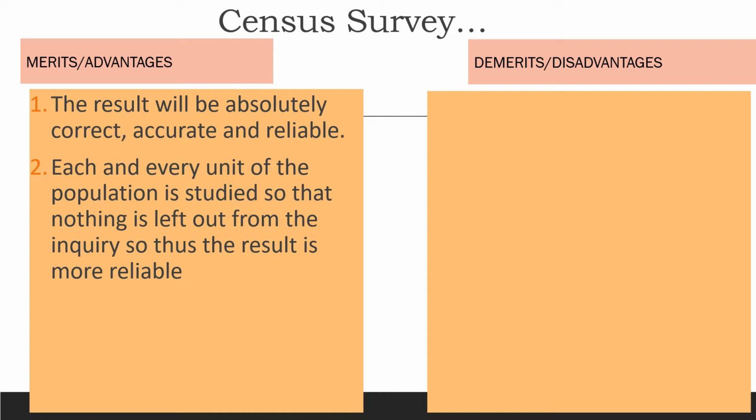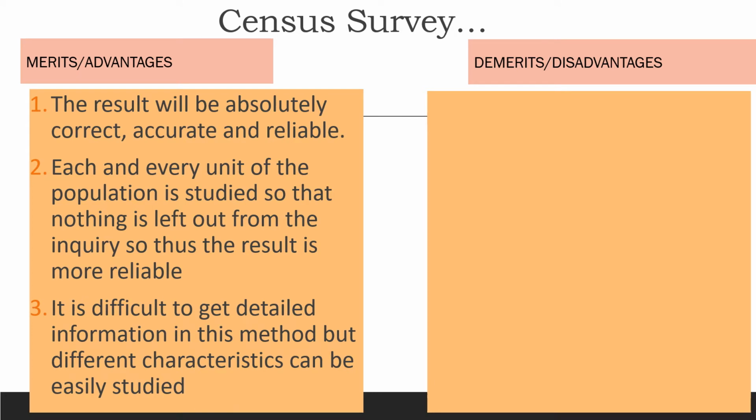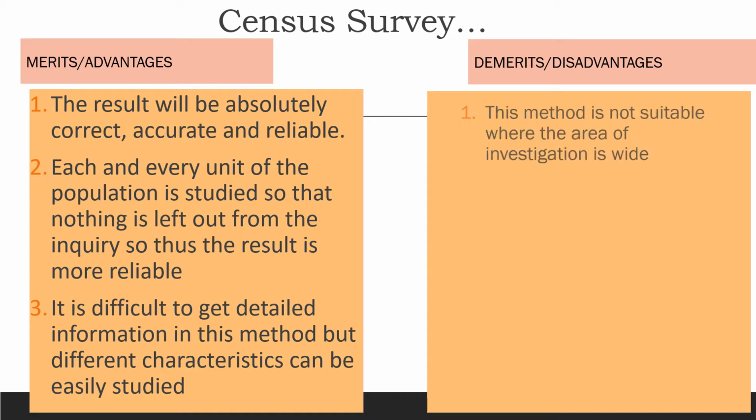As you saw in the previous slide in the picture, there is face-to-face contact. There's a direct personal interview going on with census forms. So we can consider that this data is reliable because we are meeting the people themselves personally. It is difficult to get detailed information in this method, but different characteristics can be easily studied on account of the outreach. Now let's move on to the disadvantages.